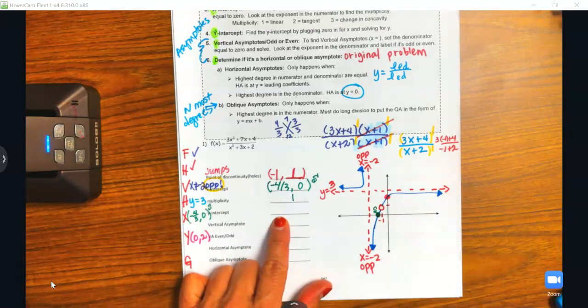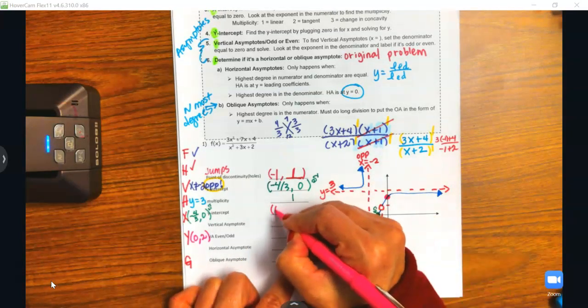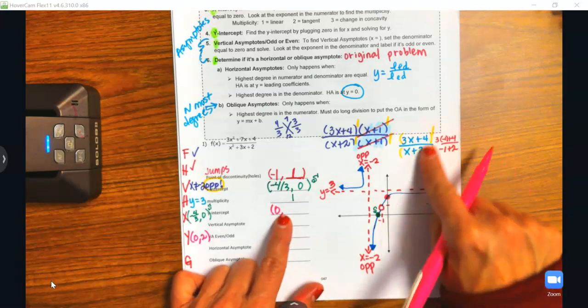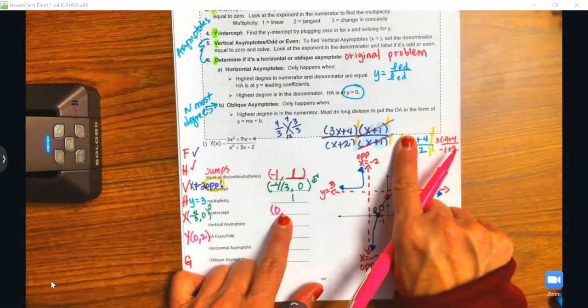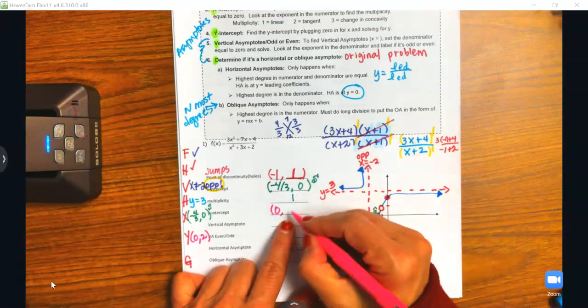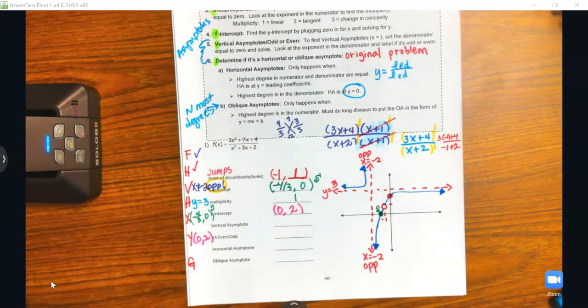Y-intercept. How did I get the y-intercept? Remember, the first value is 0. When we plug in a 0 on the top and bottom here, those wipe out completely. 4 divided by 2 is 2.